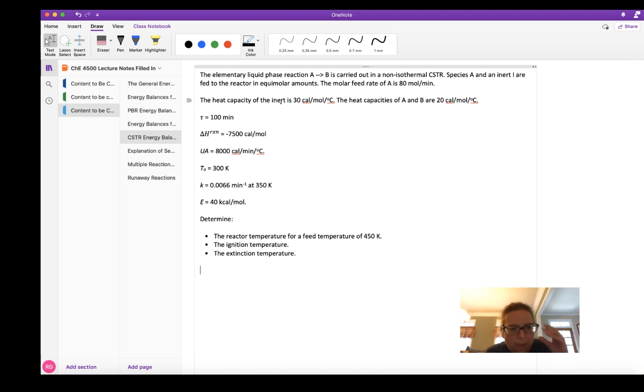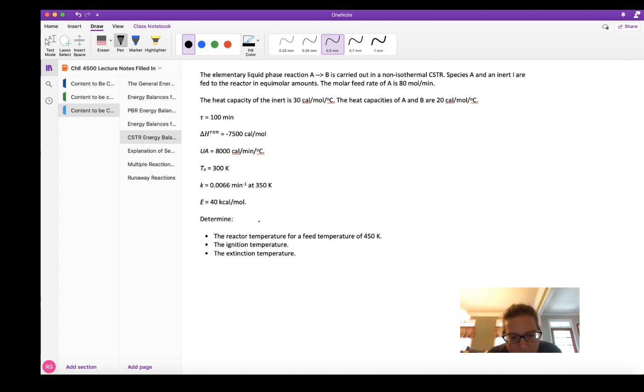All right. In this video, we will work an example to practice with solving simultaneous mole and energy balances for CSTRs. So the example: an elementary liquid phase reaction, A goes to B, is carried out in a non-isothermal CSTR. Species A and an inert are fed to the reactor in equal molar amounts. The molar feed rate of A is 80 moles per minute. And then we're given some information about the different parameters involved in the reactor.